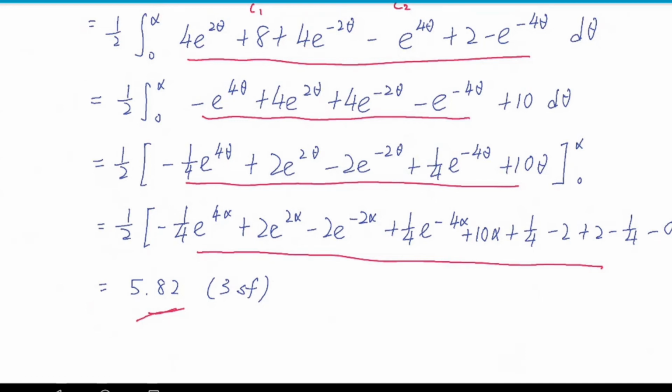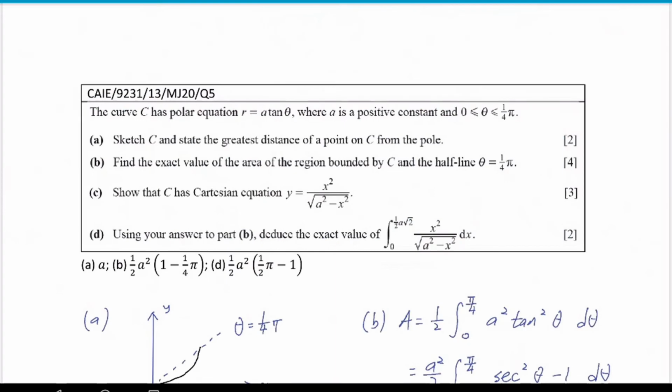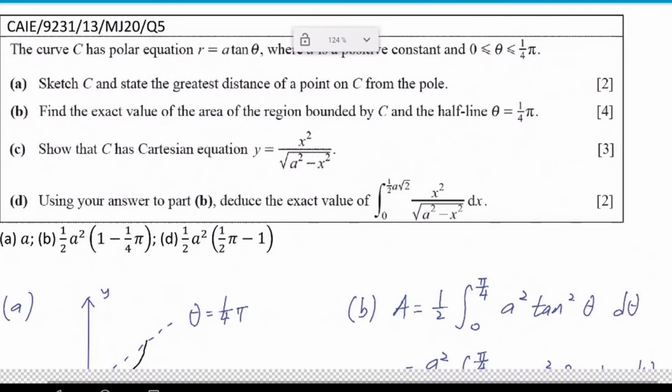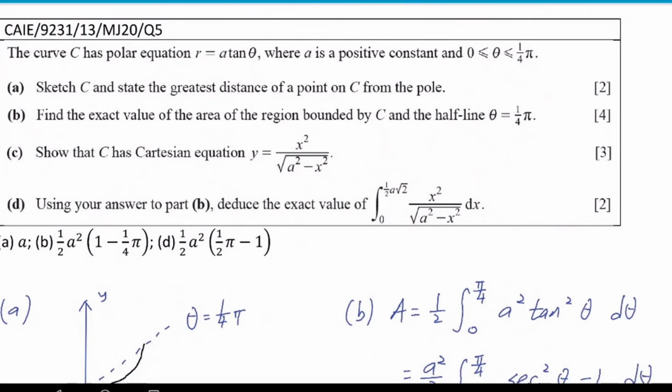Okay. Another one. Yeah, this is the last one already. Also quite a special question. Curve C has a polar equation r equals a tan theta, with theta going from 0 to 1/4 pi. Sketch C and state the greatest distance of a point on C from the pole.